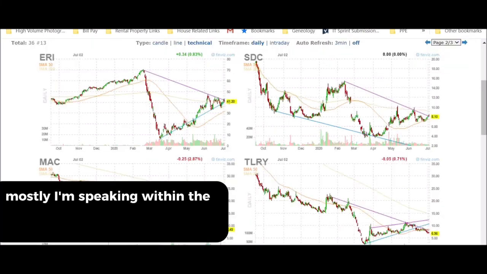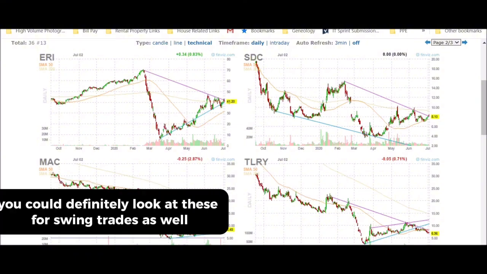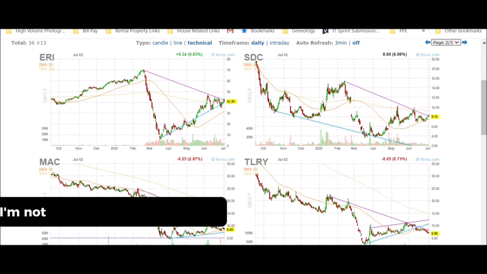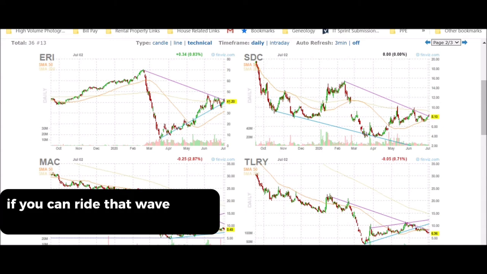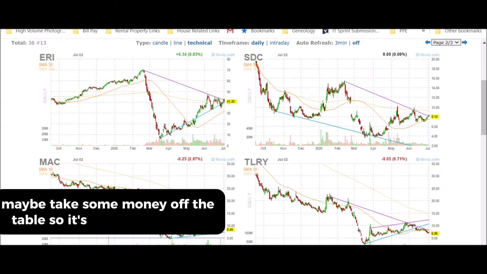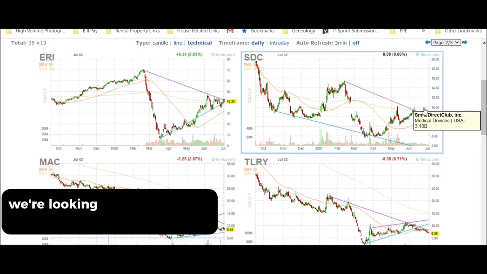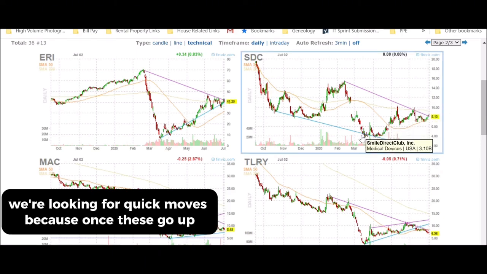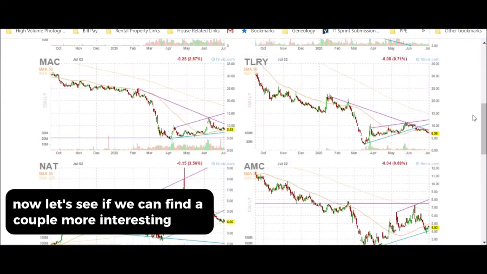Mostly I'm speaking within the context of a day trade, something quick moves. You could definitely look at these for swing trades as well, although I don't highly recommend that. I'm not saying that you shouldn't do it. I'm saying just be very careful. You don't want things dropping when they're out of your control. If you can ride that wave like a Peloton, how that's been riding, then go for it. As long as you manage your risk, maybe take some money off the table so it's kind of a free ride. That's what I recommend. That's when I would recommend a swing trade. Otherwise, we're looking for quick moves because once these go up, they get hammered down pretty fast, at least during the day. All right, let's see if we can find a couple more interesting ones.